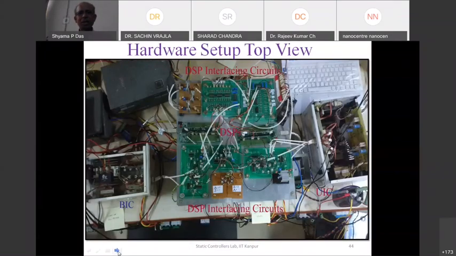This is the DSPs that I was talking about, which are used for control. These DSPs are programmed from the computer. We have the DSP interface circuits. And this is our utility interface converter on the right hand side. And on the left hand side, we have the battery interface converter.